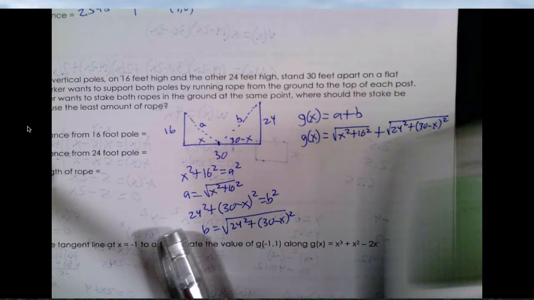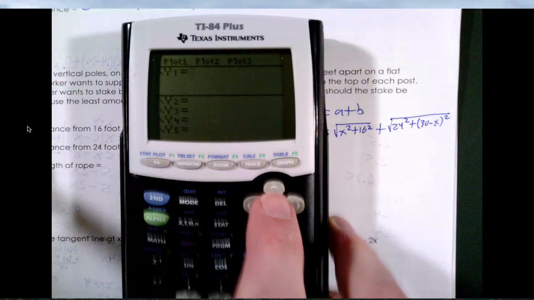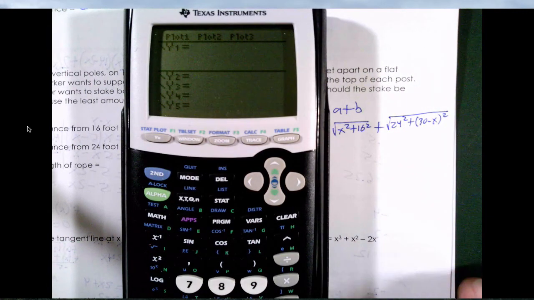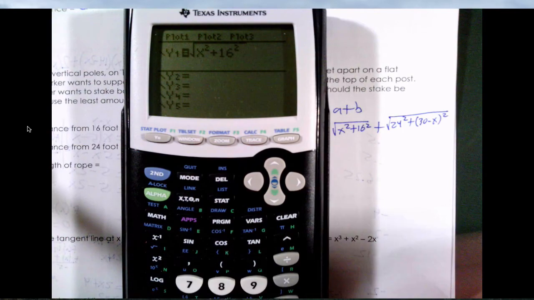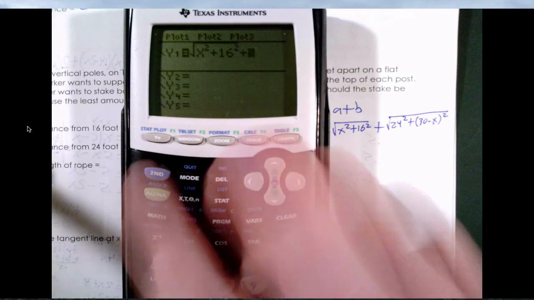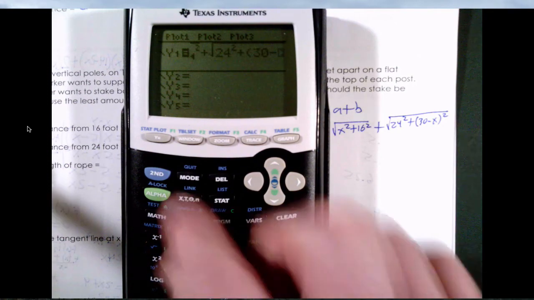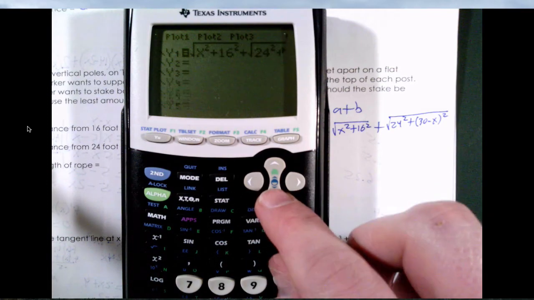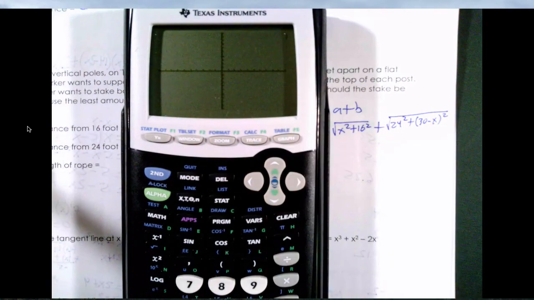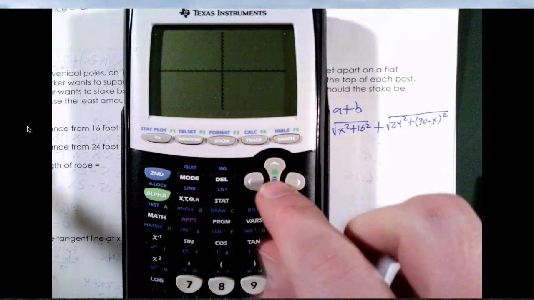All right, so let's graph it again. So I'm going to go back to my calculator. I'm going to enter in all of that mess right there. See if I can get the best view possible on that calculator. Okay, pretty good. All right, so square root x squared plus 16 squared. Okay, right arrow to get out of the radical, plus square root 24 squared plus parenthesis 30 minus x quantity squared. Get out of the radical and come down. All right, now let's try zoom 6 and see if we actually can see something. I cannot see something, so I'm just going to zoom out.